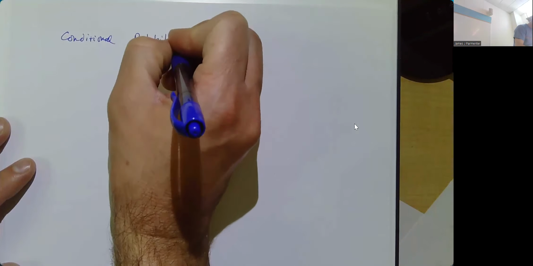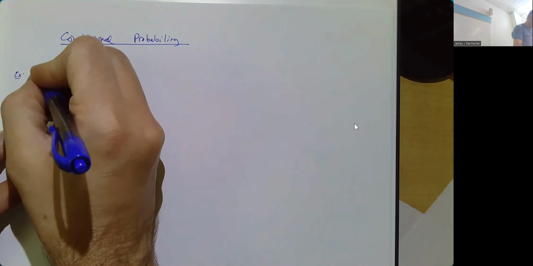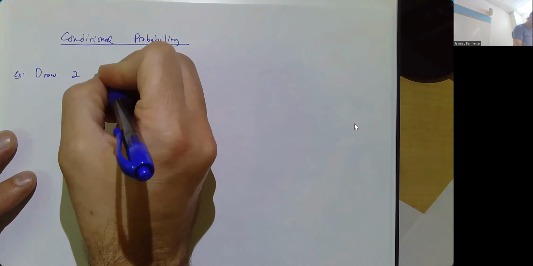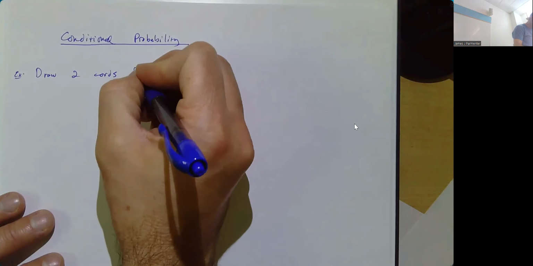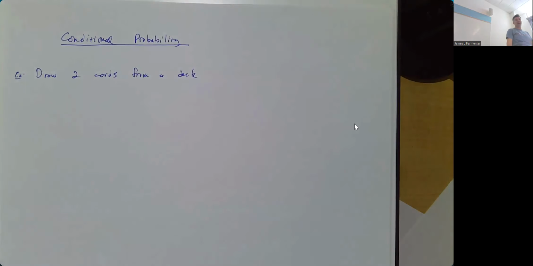Conditional probability. So here's what I want you to keep in mind with conditional probability. You're going to be given some information that is going to potentially change the probability of some other event happening. That's the whole basis here. So for example, let's say we draw 2 cards from a deck. When I say a deck, if nothing else is said, we mean a standard playing deck of 52 cards.